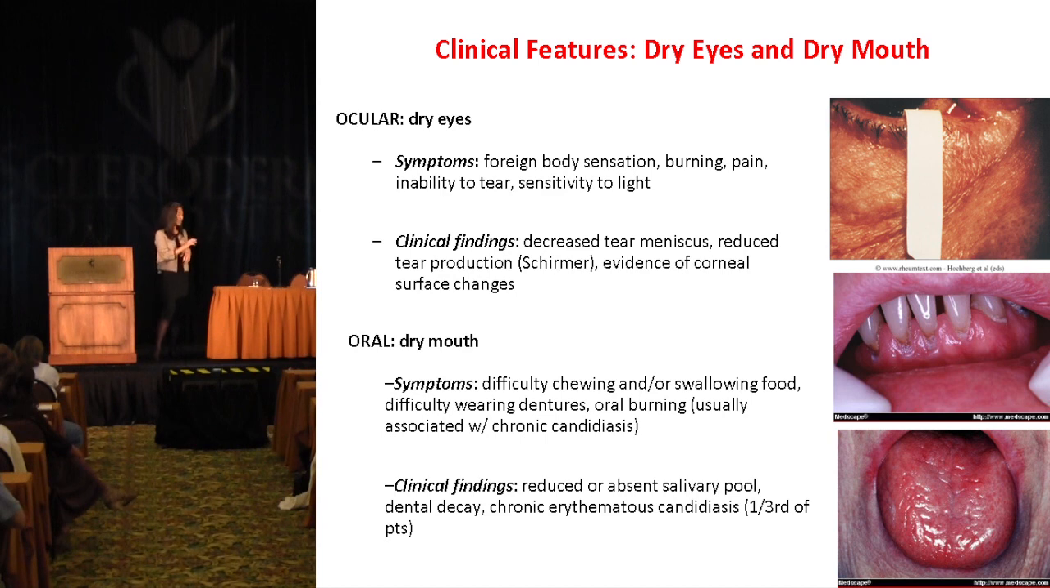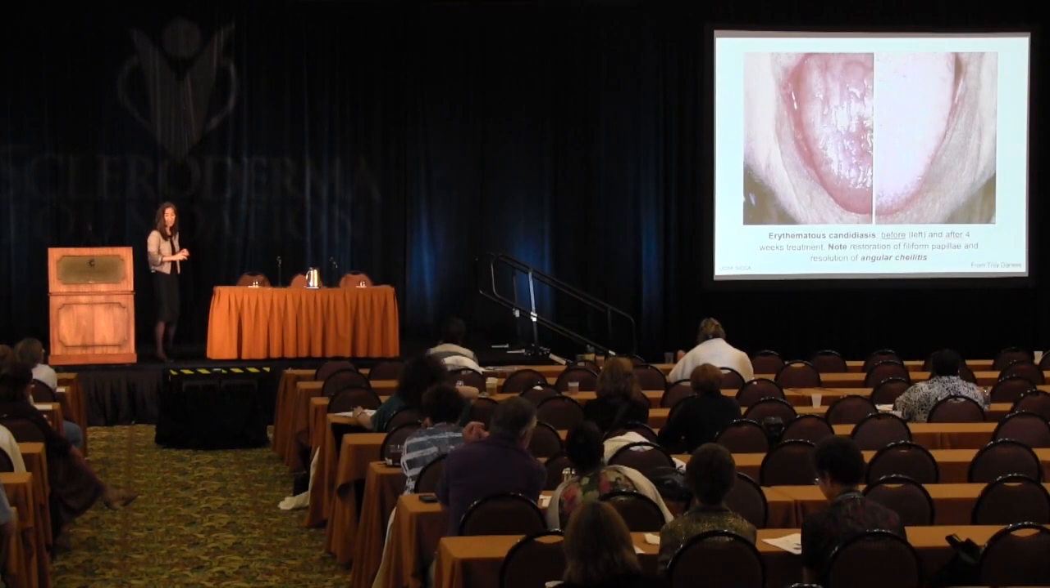I look for signs of dental decay, and often patients may get cavities. You can't really see this very well, but cavities in unusual places, kind of like right along the gum line instead of in the typical places in the molars. So that's another clue that tips you off. And then I mentioned the chronic erythematous candidiasis. I'm going to show you another picture in more detail.